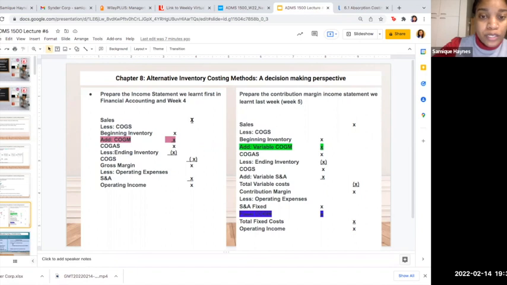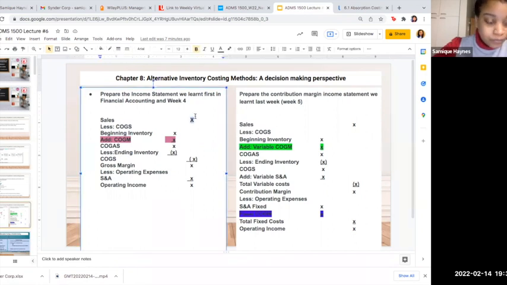What did you put for sales here? Sales amount is $8 times 9,000. We sold 9,000 units, right? So that's $72,000, okay? Thank you. Your beginning inventory, what did you get for that? Do we have a beginning inventory? No. The question did not give us a beginning inventory. Very good.